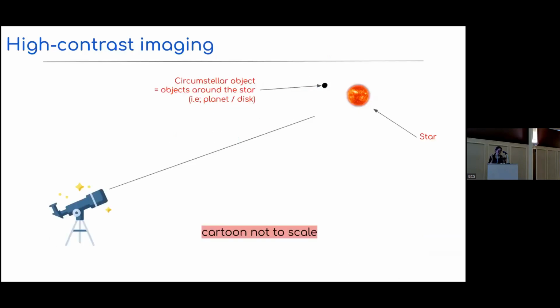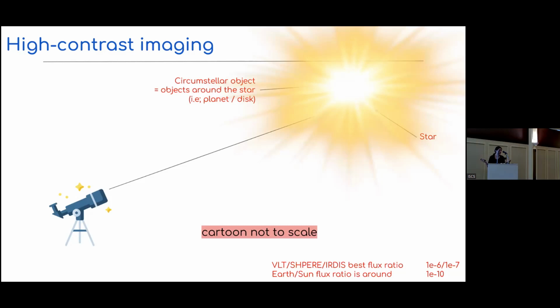High contrast imaging is the art of observing very faint objects that are just next to stars. So not only do we need super good resolution, but we also have the problem that the star is on. We are basically trying to observe a small pile of light just next to a lighthouse. The planet is completely drowned in the halo of the star. The flux ratios between the star and the planets are huge, hence high contrast imaging.